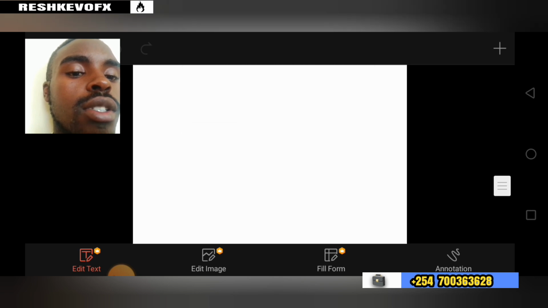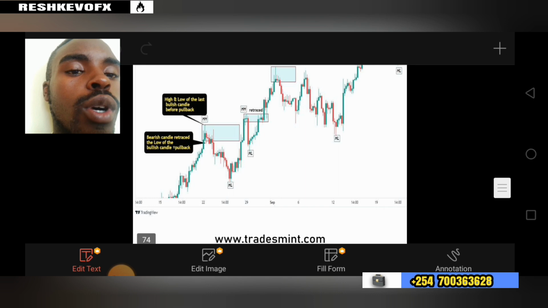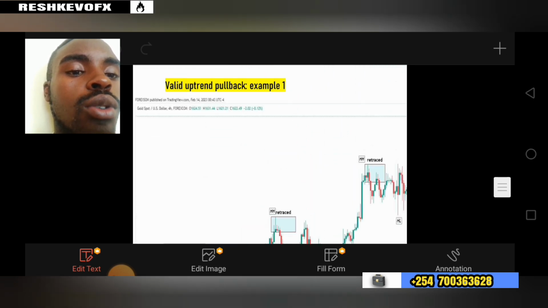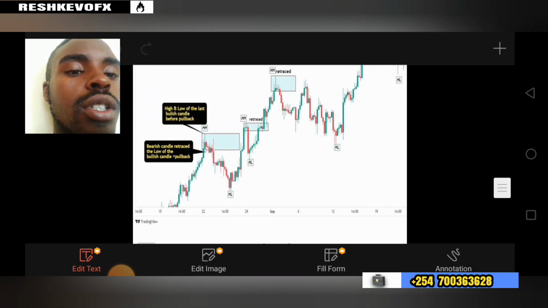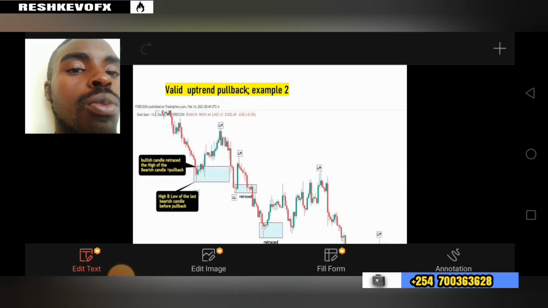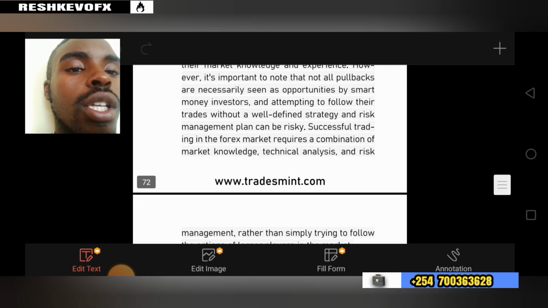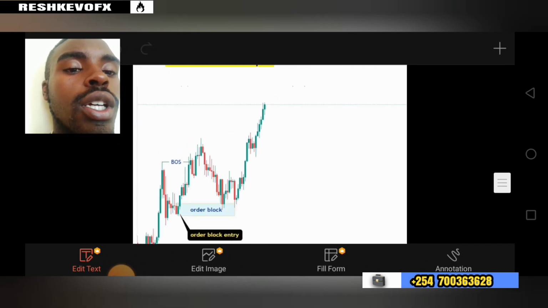So you will read some notes for you. These are examples of how to identify valid order block pullbacks. Those pullbacks are valid order block pullbacks. For a bearish retracement, the low of the bullish candle pullback. I will prepare a video that talks about pullbacks. For today we spoke about valid and invalid order blocks. I think with that video you will have understood valid and invalid order blocks.